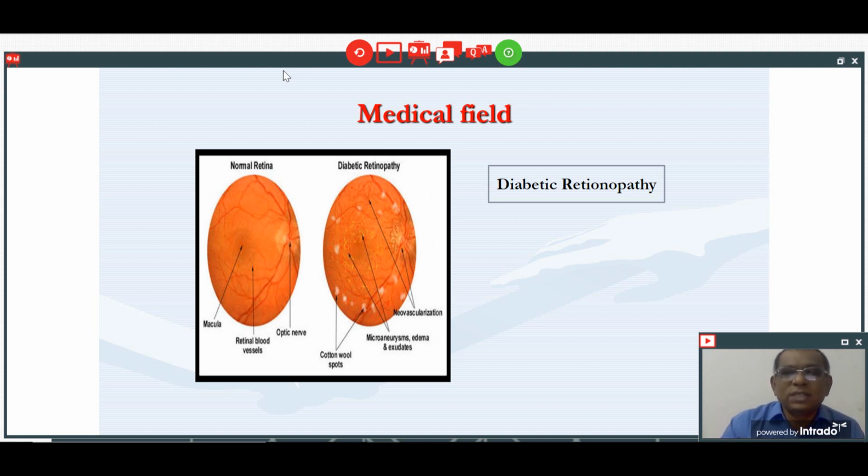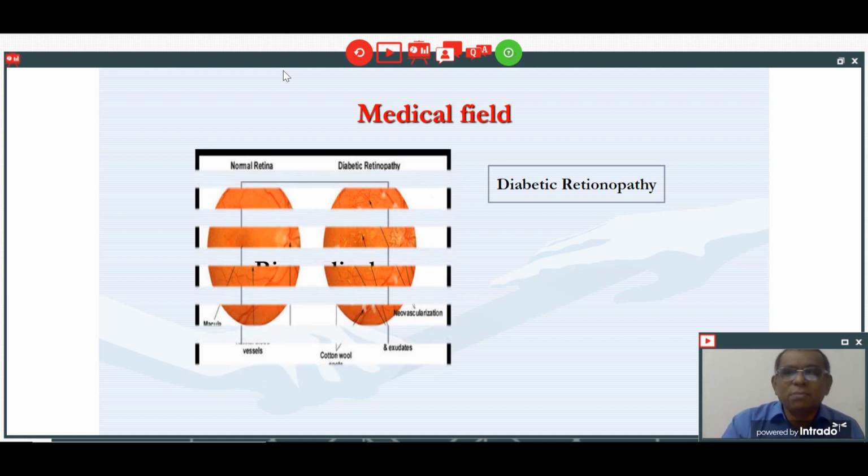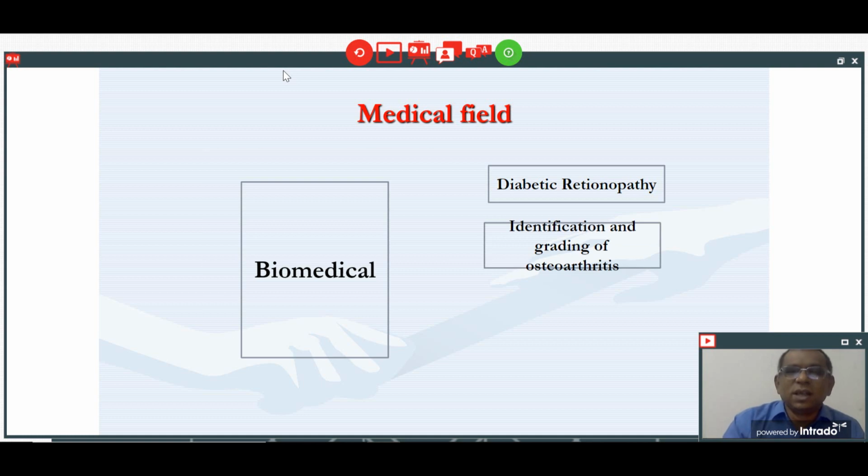Optical coherence tomography is also widely used to detect glaucoma. Glaucoma and diabetic retinopathy are the most dangerous diseases which can lead to loss of vision. So these can be well predicted by means of image processing and machine learning algorithms.